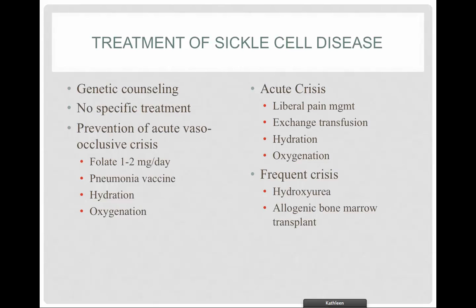For frequent crisis, patients need to see a specialist. Folate is given because hemolytic anemias consume large amounts of folate due to rapid blood turnover. And folate is necessary for erythropoiesis. Supplementing allows maintenance of the higher rates of erythropoiesis.